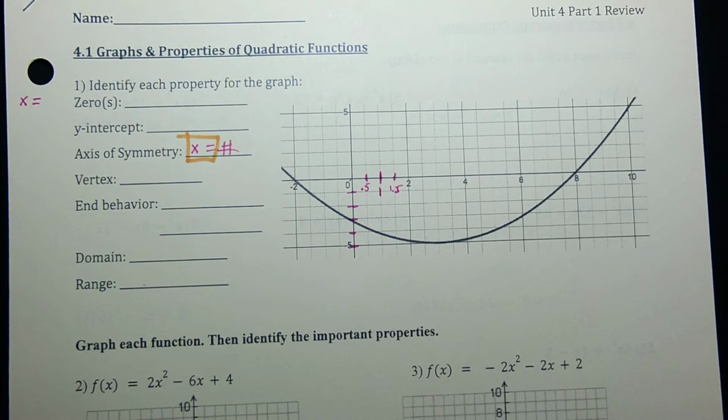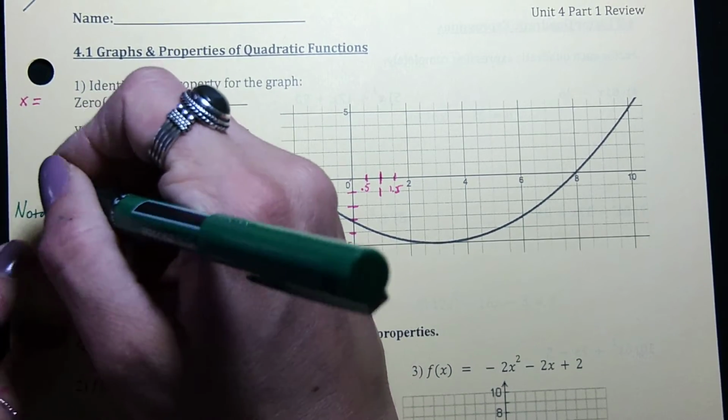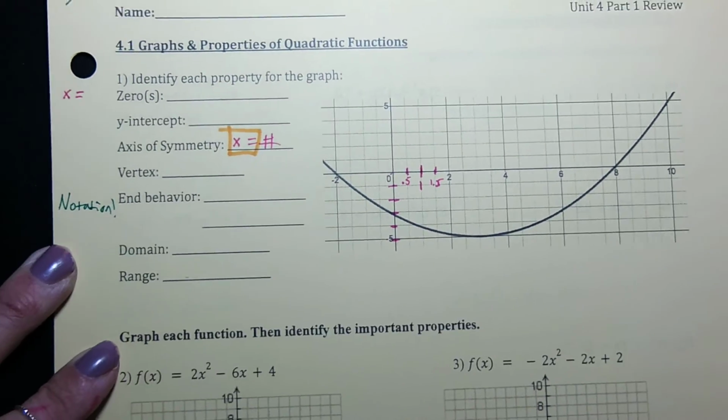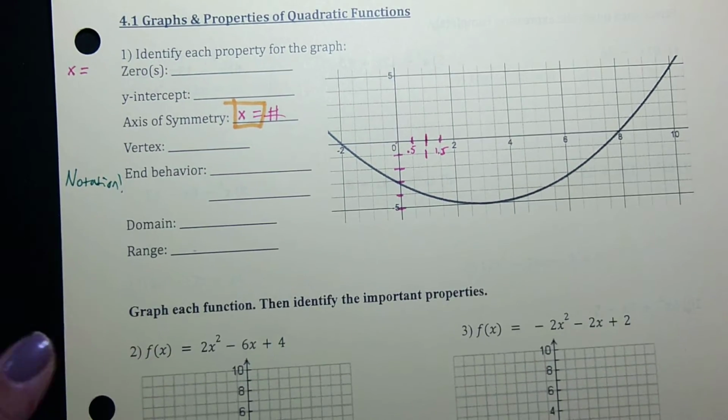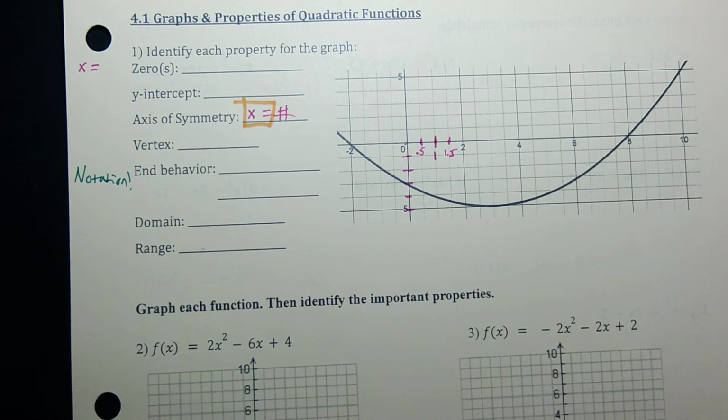For the end behavior, make sure you have the notation correct. As x goes towards negative infinity, what's my function doing? And as x goes towards positive infinity, what's my function doing? So if that was something that you struggled with in Unit 3, make sure you got it down for this unit. Domain and range, you can use interval notation or inequality notation. I don't care which.